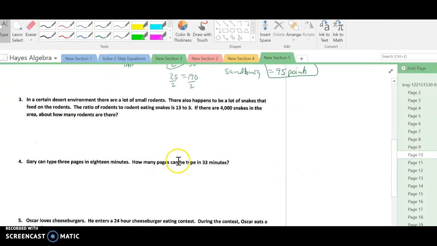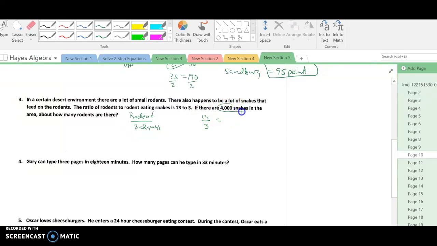Number 3, in a certain desert environment, there are a lot of rodents. There also happens to be a lot of snakes that feed on the rodents. The ratio of rodents to, let's just say the rodents eating snakes, so we'll say bad guys, is 13 to 3.